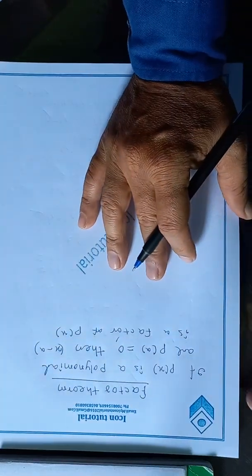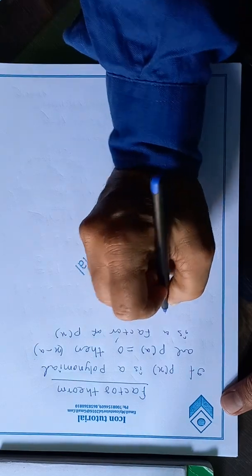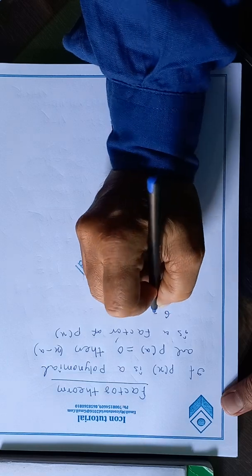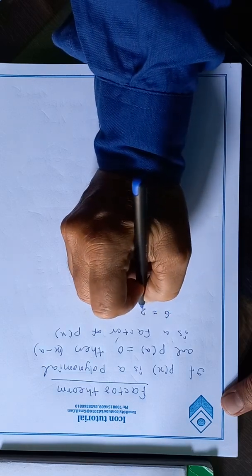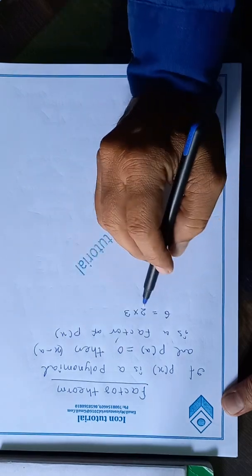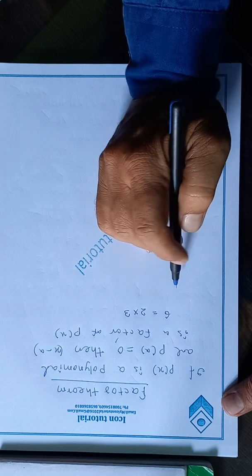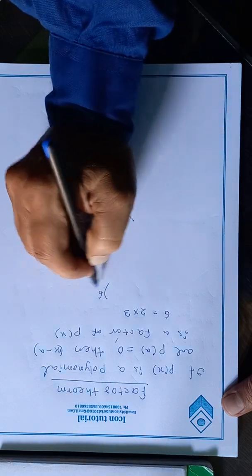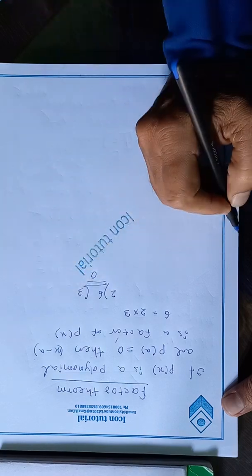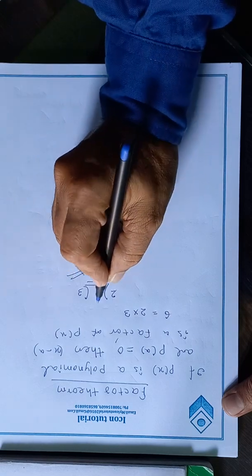What do you mean by factor? Suppose, as an example, 6 is a number. So 6 is equal to 2 into 3. Yes or no? So 2 is a factor of 6. 3 is also a factor of 6. That means if you divide 6 by 2, the remainder is 0. Since the remainder is 0, that is why 2 is a factor of 6.